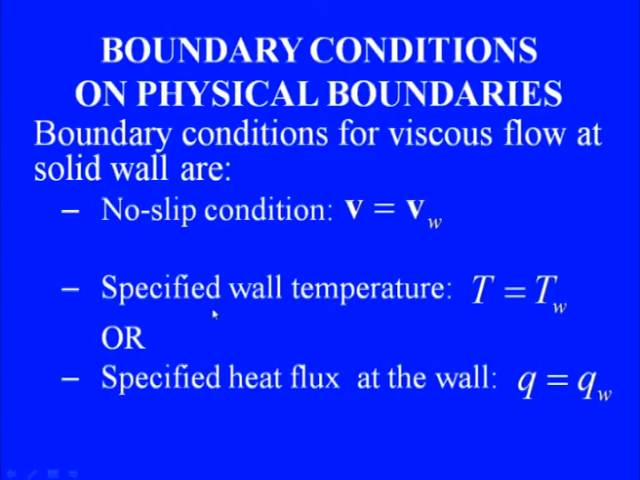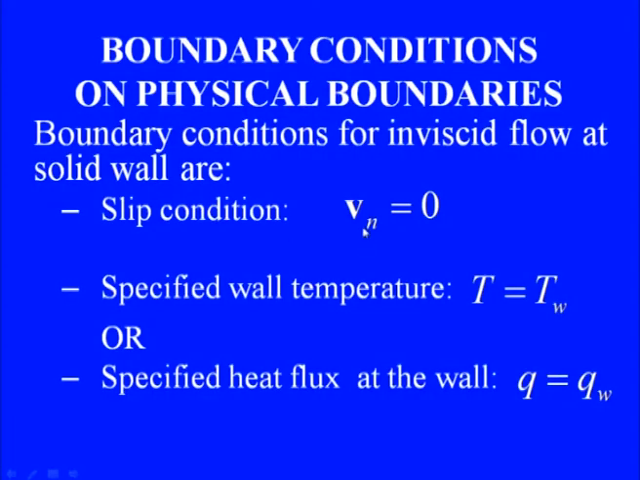For energy equation we have to specify the wall temperature, that depends on our physical processes which are happening. Maybe in some cases the solid surface has got a constant wall temperature, so in that case we will put T is equal to Tw, or we would have a specified heat flux, that is Q is equal to Qw. So these would be typical conditions for viscous flows.